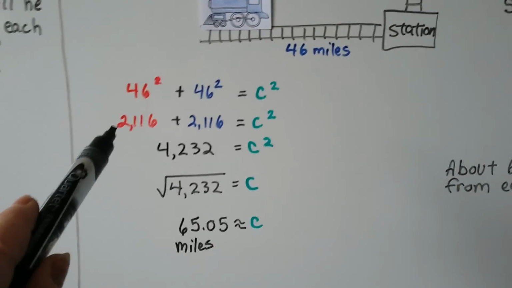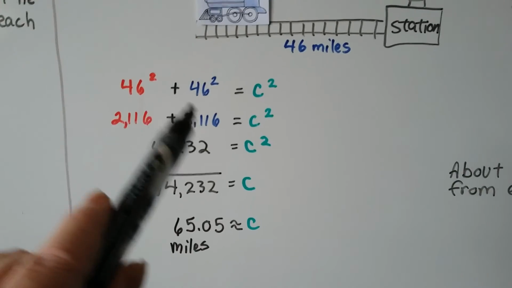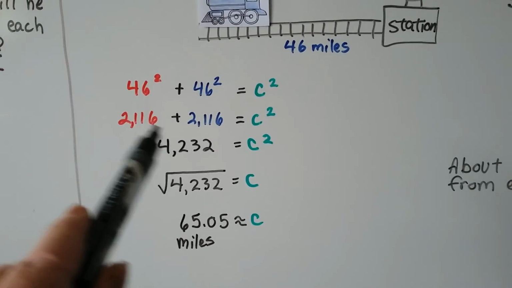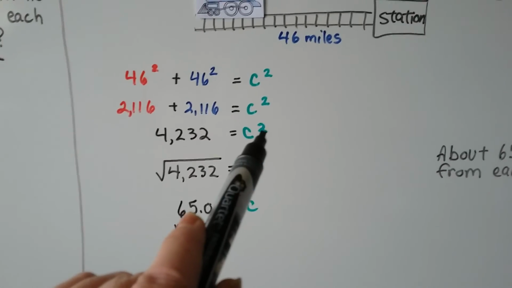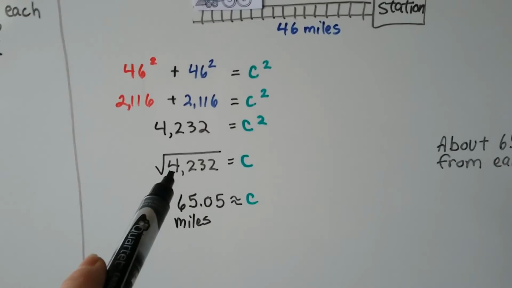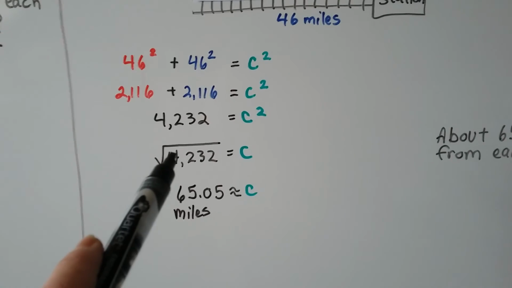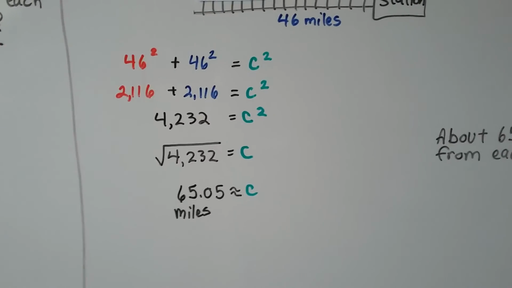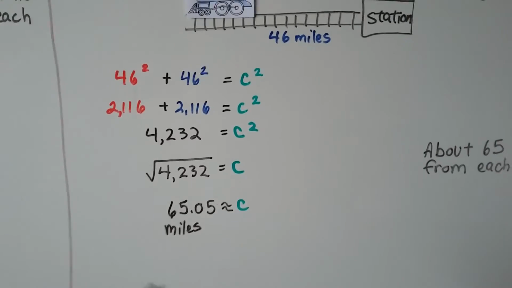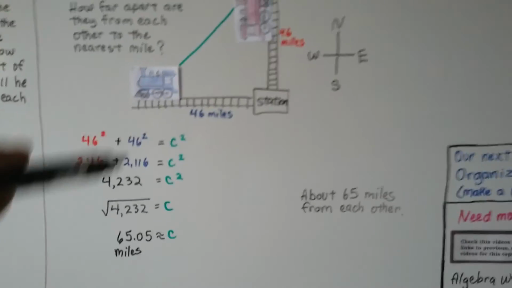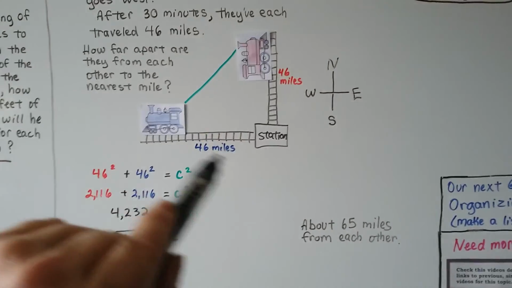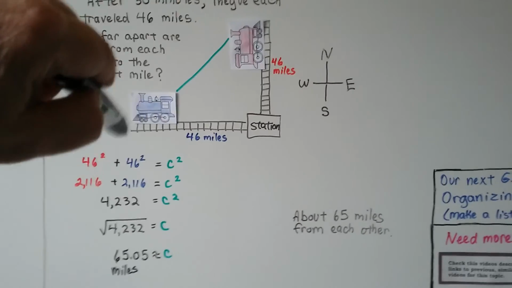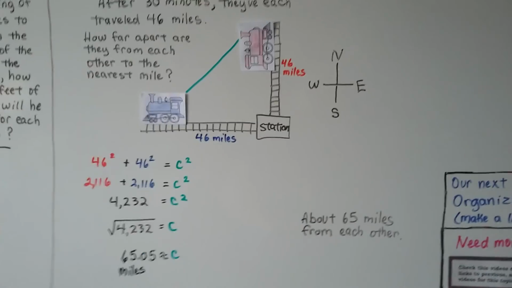46 times 46 is 2,116. We get the same thing again. We add these two together and get 4,232. We remove the little 2 exponent by putting a radical sign around this number. We find its square root, and we get 65.05 miles. So we know that they're about 65 miles from each other at this point. That's a big difference from 46 plus 46, isn't it? So as the crow flies, they're about 65 miles apart, all right?